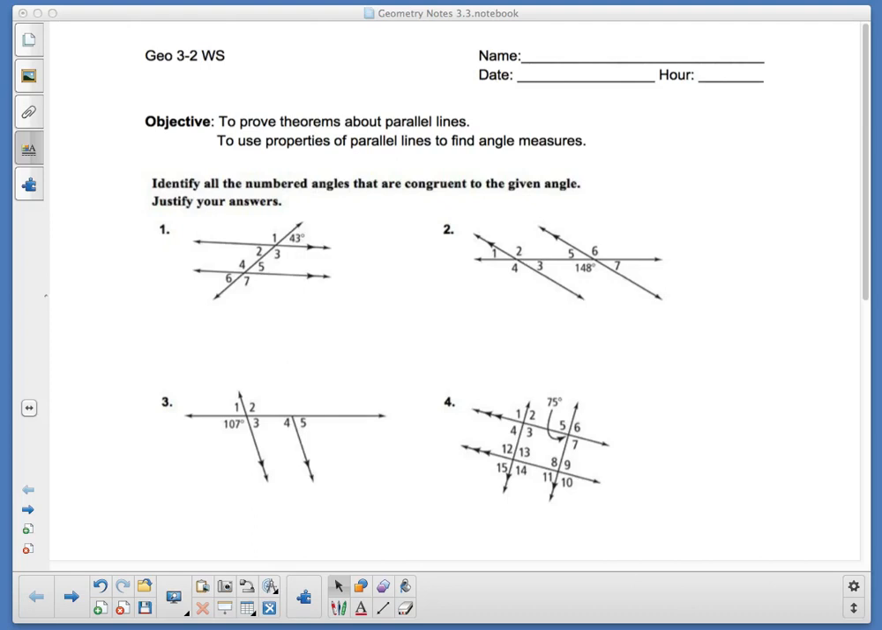Okay, so we're going to be going over the assignment for Geometry 3.2. That's the thing we're going to be talking about and answering questions, and I'll just repeat the questions so people at home can hear it too.